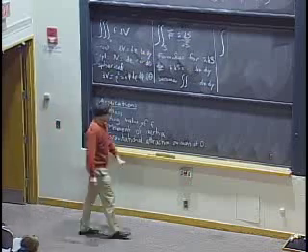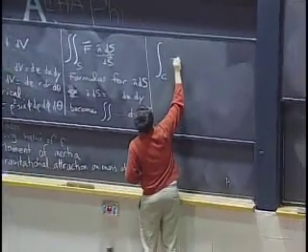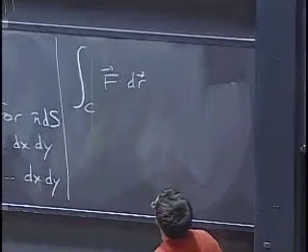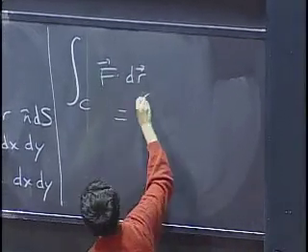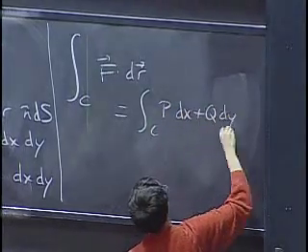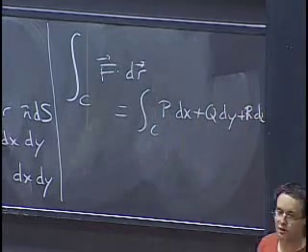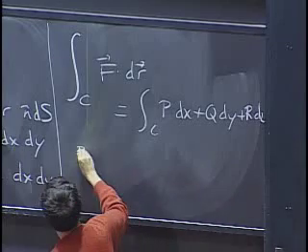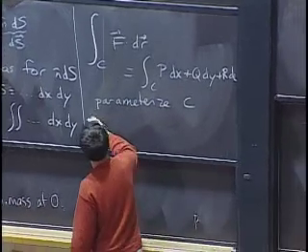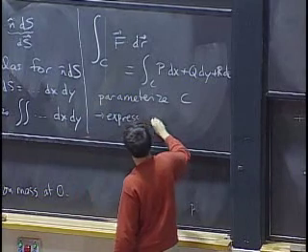Okay. Anyway, let's move on to line integrals. Those are actually a piece of cake in comparison. Because this is just the integral of p dx plus q dy plus r dz. And then all you have to do is parameterize the curve C to express everything in terms of a single variable.